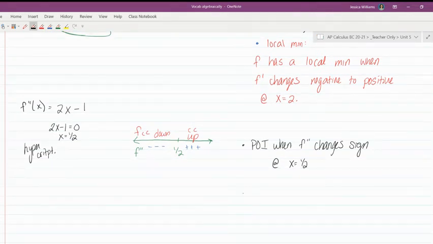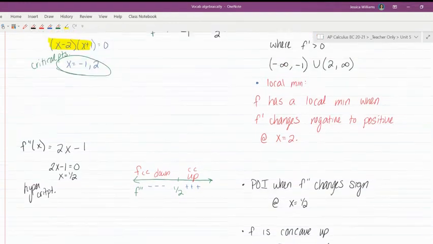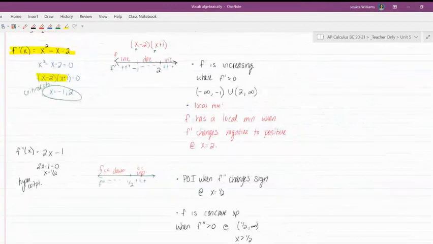Or they could say, find the interval where it's concave up, and we would say f is concave up. Notice that I don't write CC, I have to write concave when f double prime is greater than 0, and that happens over the region from 1/2 and on. Or you could say x is greater than 1/2. You can use interval notation or inequality notation. The end.